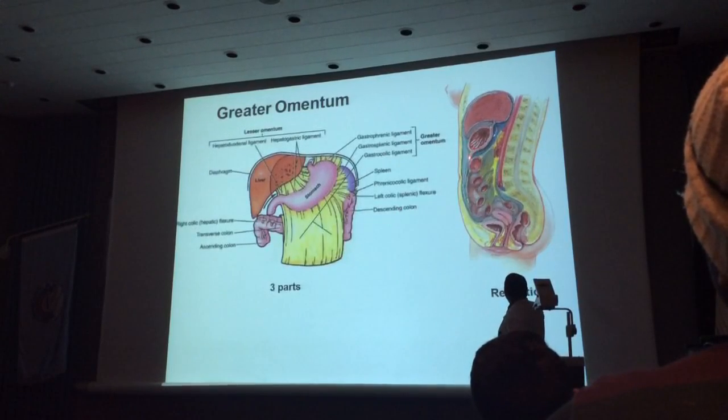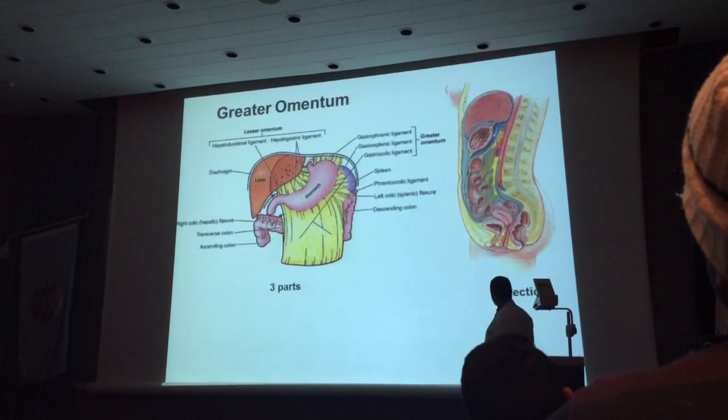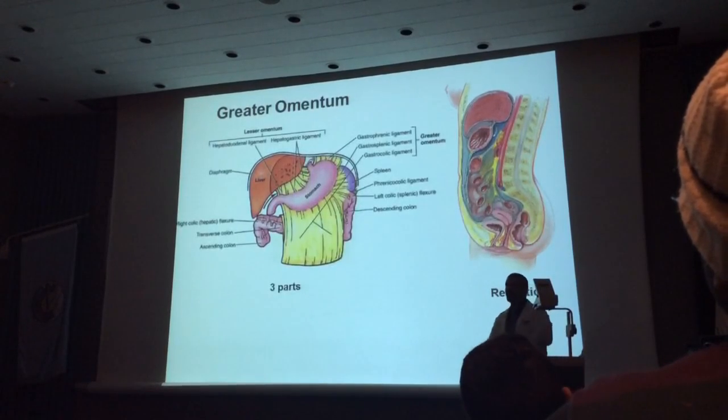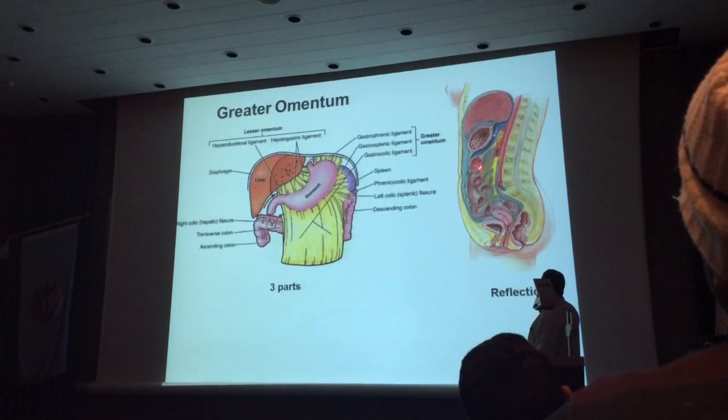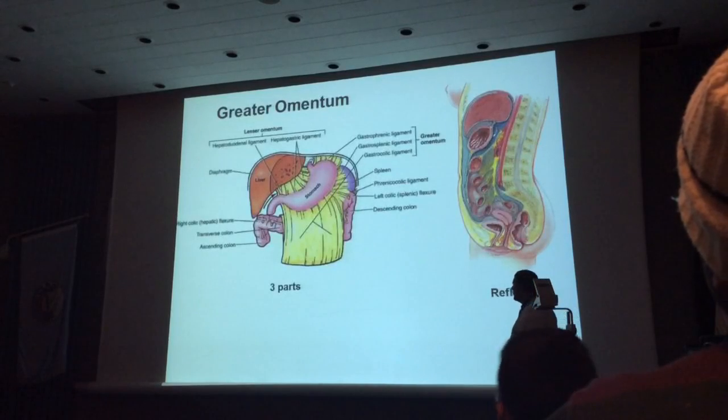Because there are 2 descending parts and 2 ascending parts, the part of the greater omentum here will be made up of 4 layers. 2 descending, then 2 ascending. They ascend up to go and cover around the transverse colon, to become the transverse mesocolon.